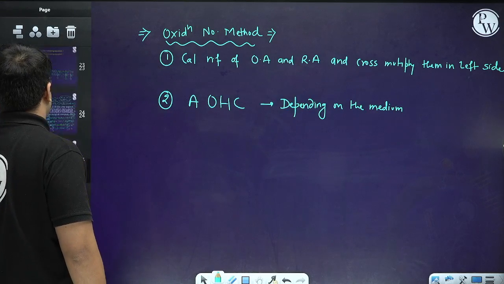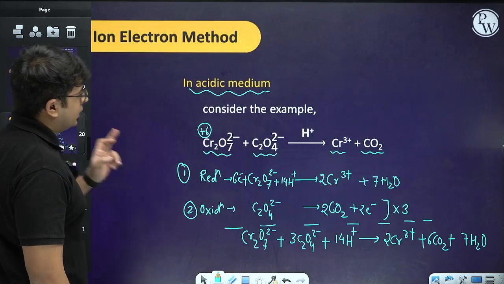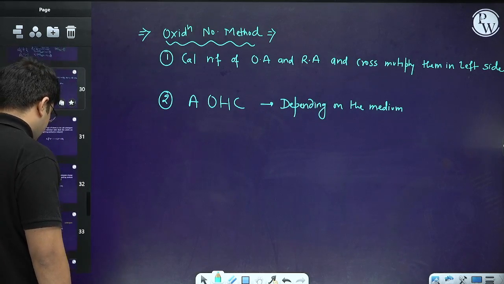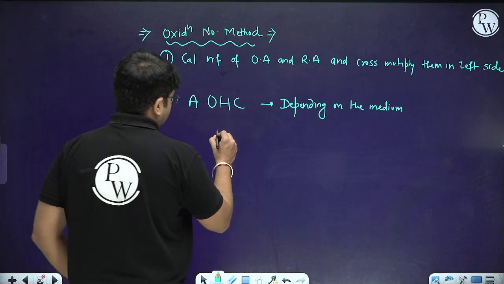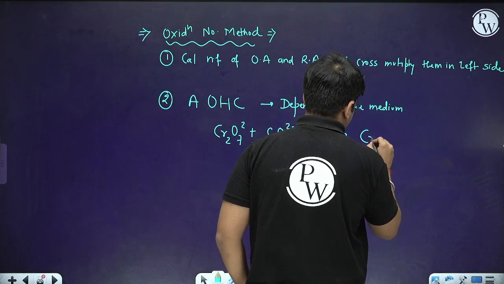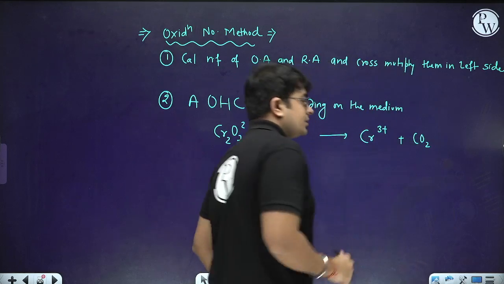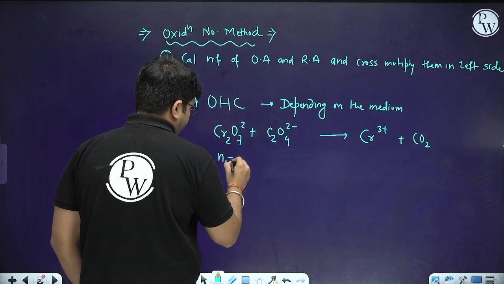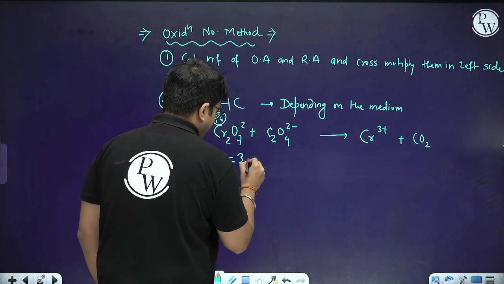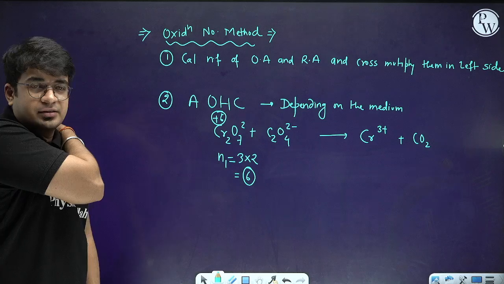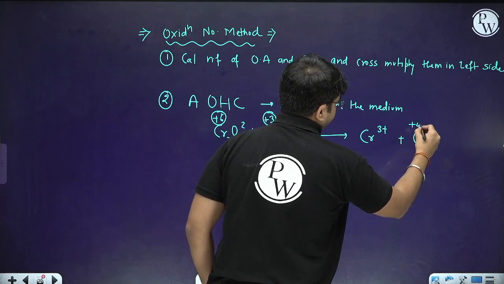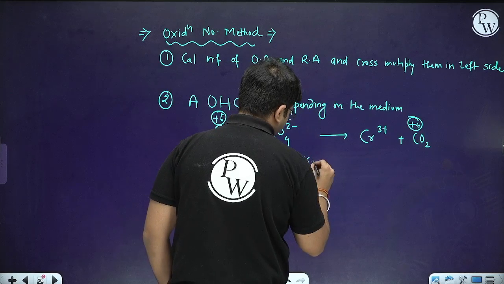So let's talk about the same equation which we tried to solve for the first part, which is Cr2O7 2 negative plus C2O4 2 negative. So we have Cr2O7 2 negative plus C2O4 2 negative gives us Cr3 positive plus CO2. Let's say this is the reaction. I can calculate N1 here. Cr is plus 6 here and is converting into plus 3. So plus 6 to plus 3, a change of 3 multiplied by 2 chromium, so that will be 6. Next part, C2O4: N2 will be plus 3 to plus 4, a change of 1 and 2 atoms are there, so 1 multiplied by 2, that will be 2.